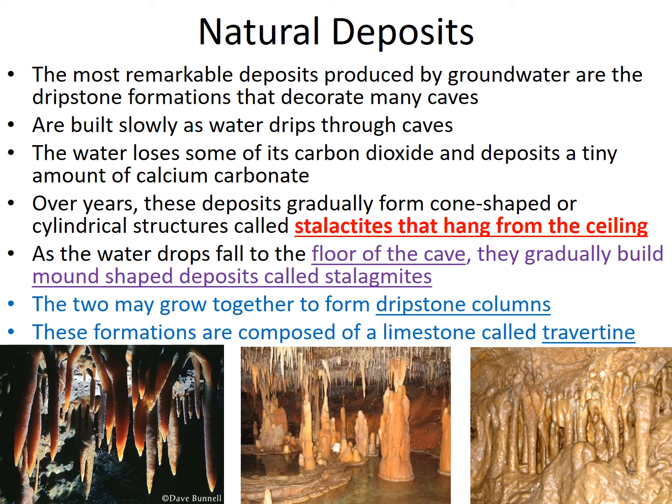So, natural deposits. The most remarkable deposits produced by groundwater are the dripstone formations that decorate many caves. These are built slowly as water drips through the cave. The water loses some of its carbon dioxide and deposits a tiny amount of calcium carbonate. These form cone-shaped cylindrical structures called stalactites that hang from the ceiling, or the water drop falls to the floor and gradually builds a mound, and these are called stalagmites. Then the two can grow together to form a dripstone column. These formations are composed of limestone called travertine.